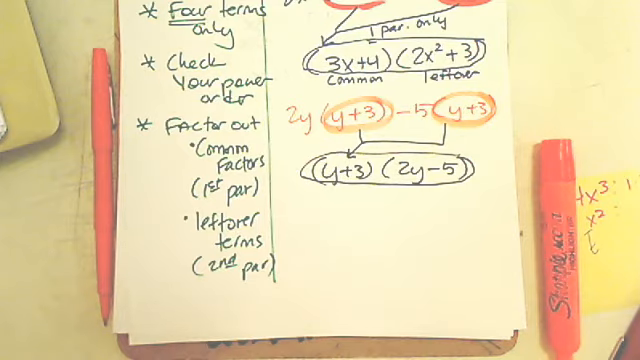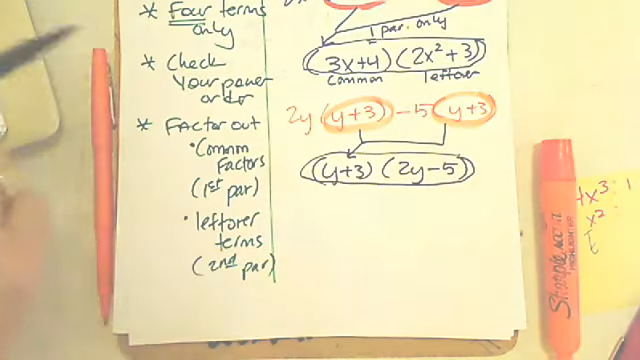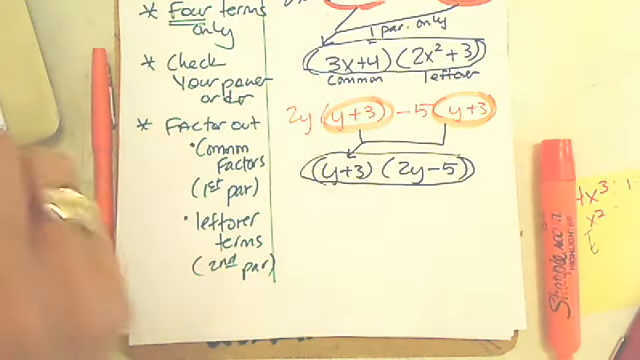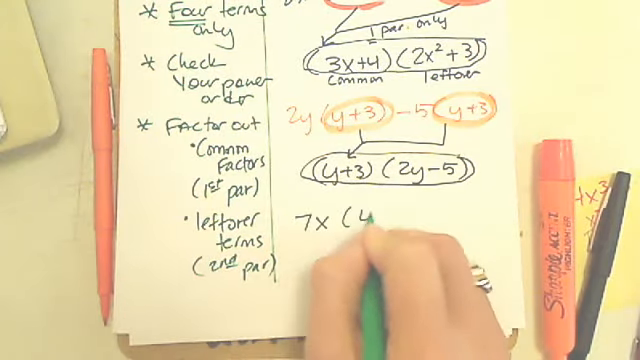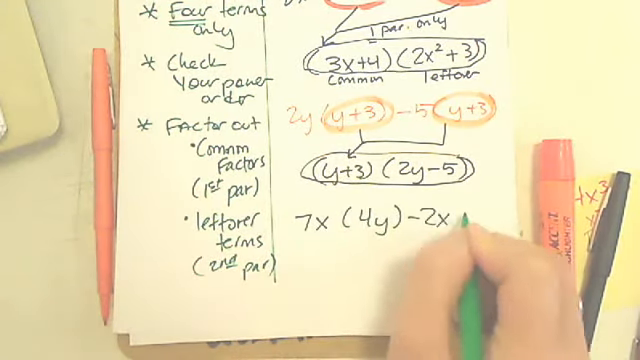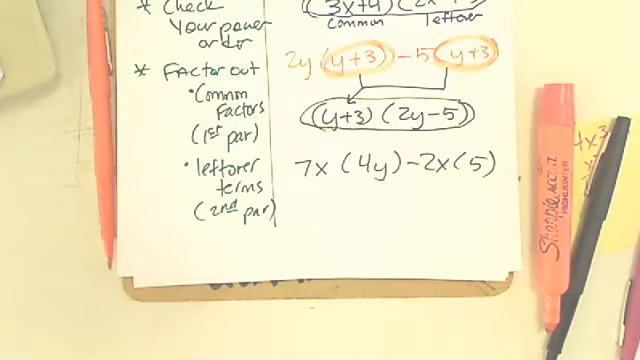Day 1, we only had 3 terms and 2 terms. Now we have 4 terms. Sometimes the parentheses are not matching, like this one: 7x times 4y minus 2x times 5. Sometimes they won't have anything in common. It doesn't happen all the time that they're common. Sometimes you can't factor the stuff out.